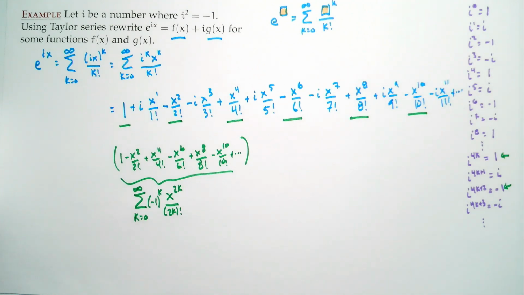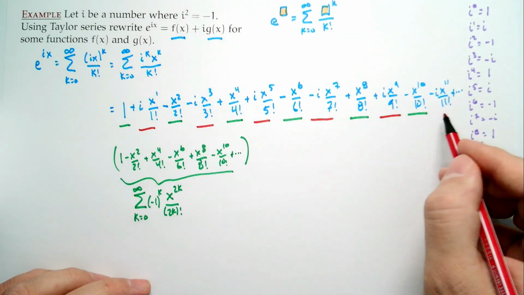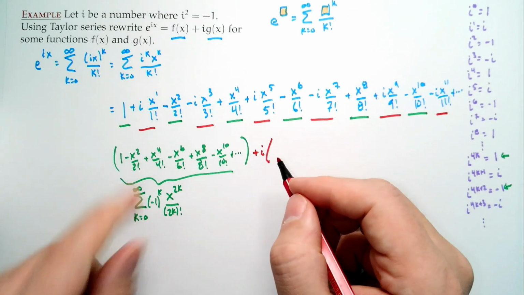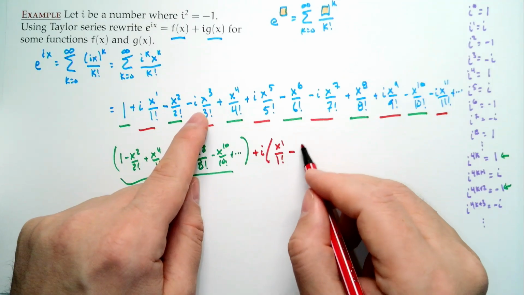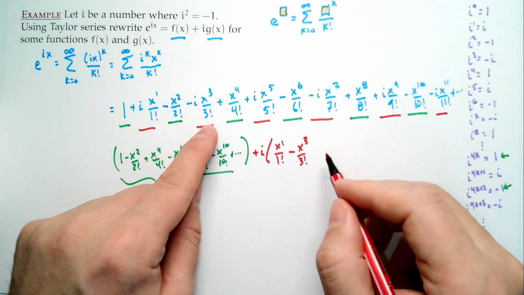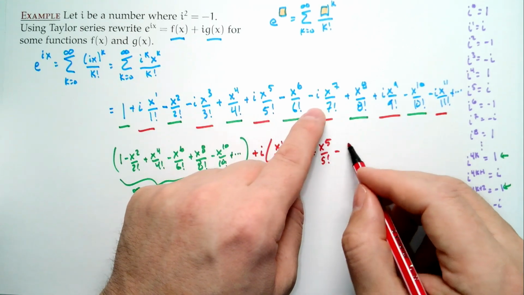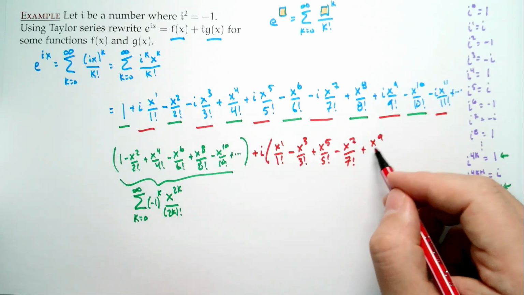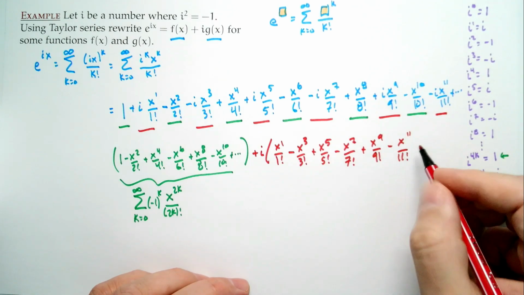How about the parts with an i? Well, that's the other stuff, right? So first off, they all have an i in it, so let's just go ahead and pull out the i. So plus i, and then what do we have? We have x to the 1 over 1 factorial minus x to the 3 over 3 factorial plus x to the 5 over 5 factorial minus x to the 7 over 7 factorial plus x to the 9 over 9 factorial, and so forth, and so on.